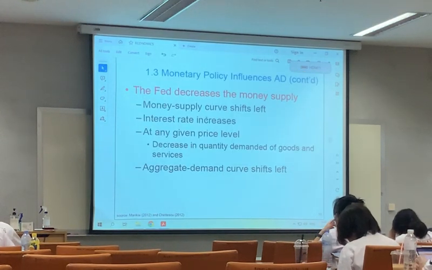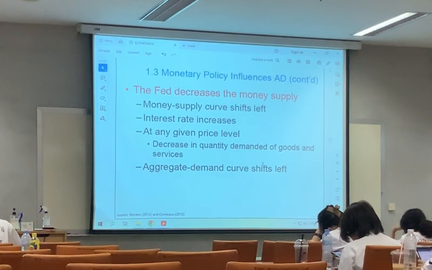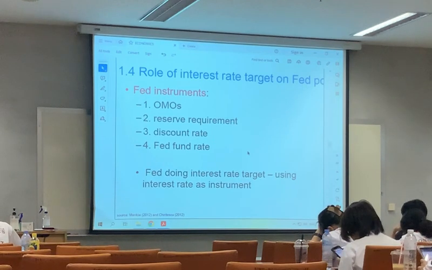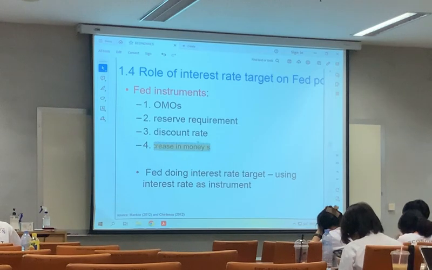Okay, finish. If the Fed or central bank decreases money supply, the money supply curve will shift leftward. Interest rate will increase, and then there is a decrease in credit demand at any price level. So credit demand shifts left. This is the same as what I just told you on the green pen. And this one we just emphasize again: the monetary policy tools that the central bank uses. I already told you that we have OMO, reserve requirement, discount rate, and the fund rate, or the policy rate. Okay, that's all.